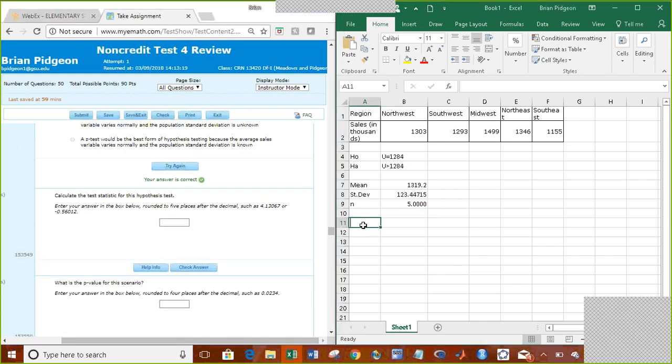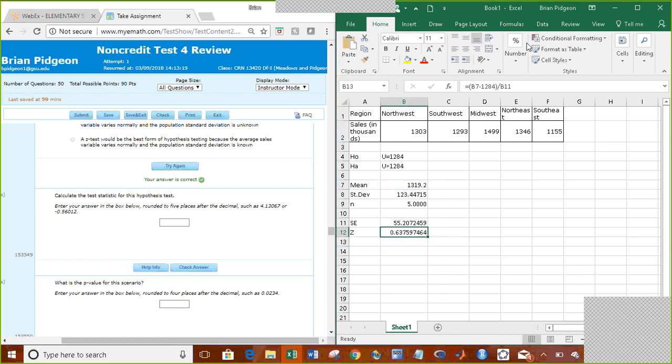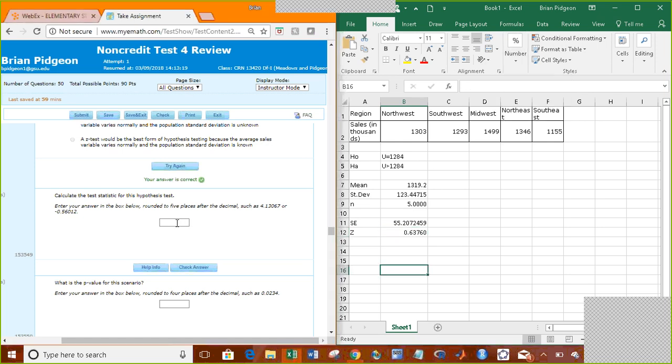So, calculate the test statistic for this scenario. We need to first find the standard error. The standard error is the standard deviation divided by the square root of n. 55.207. And then our t-score is, just like before, our x bar minus the value in the null hypothesis, so 1284, divided by our standard error. Test statistics are to 5 decimal places: 1, 2, 3, 4, 5. 0.63760.